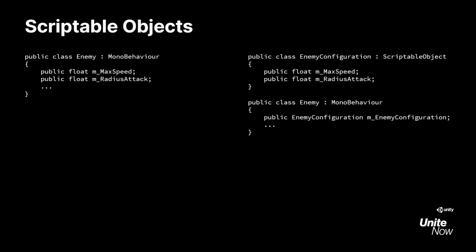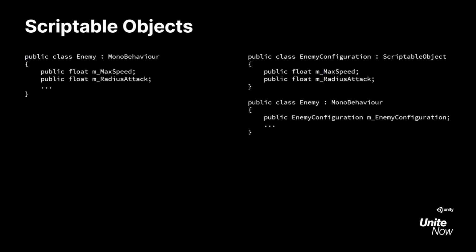Perfect. So now on scriptable objects. If your project has a prefab that stores unchanging data in an attached monobehavior script, as in our script on the right, we have this monobehavior called enemy, and we have a max speed and a radius attack. And imagine I have multiple enemies with this monobehavior attached, and the properties, the max speed and the radius attack, are going to be the same ones for every game object. So I'm using this for configuration.